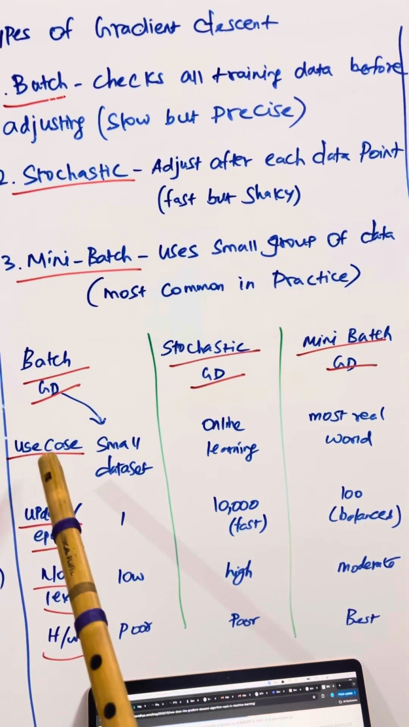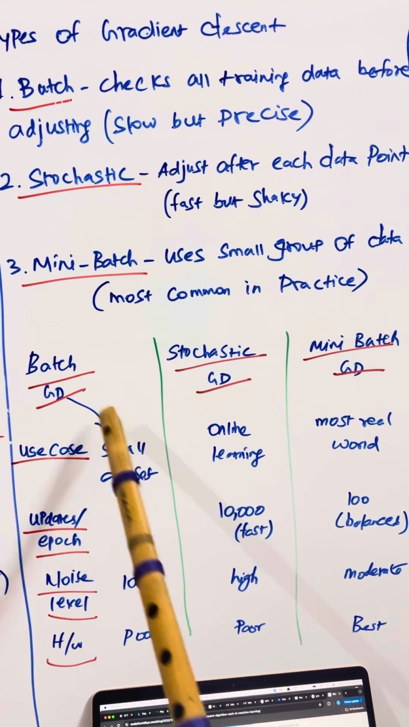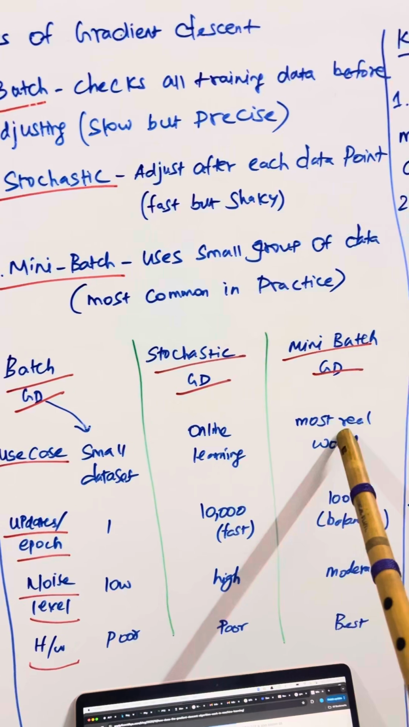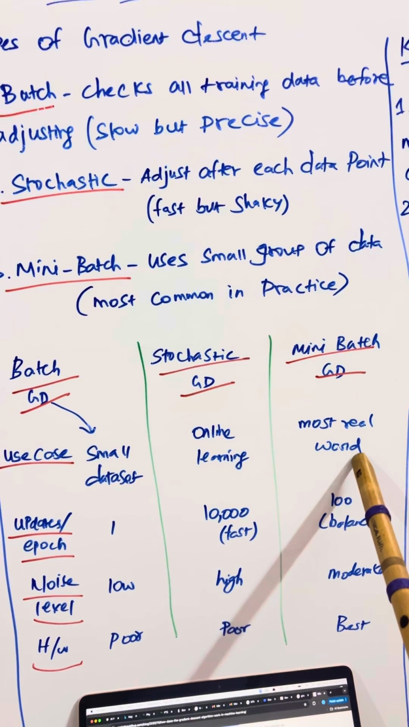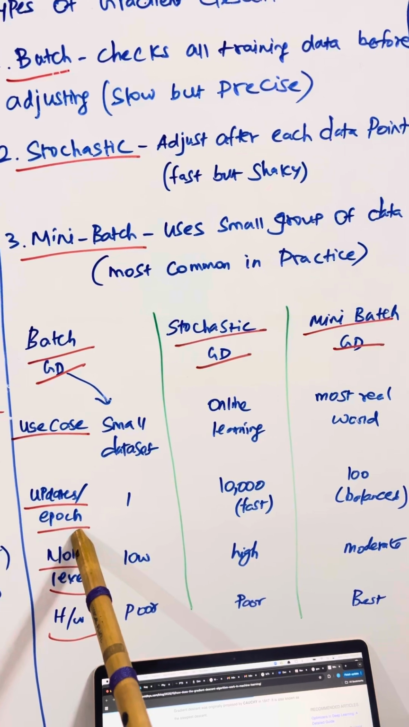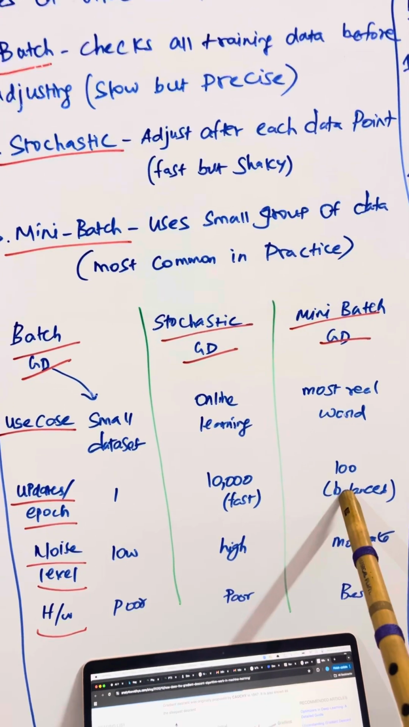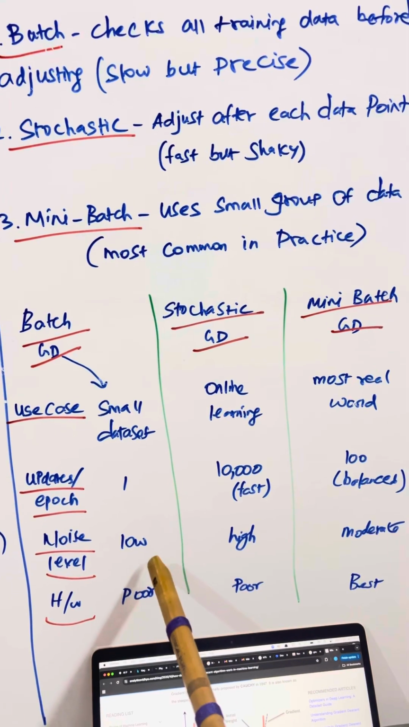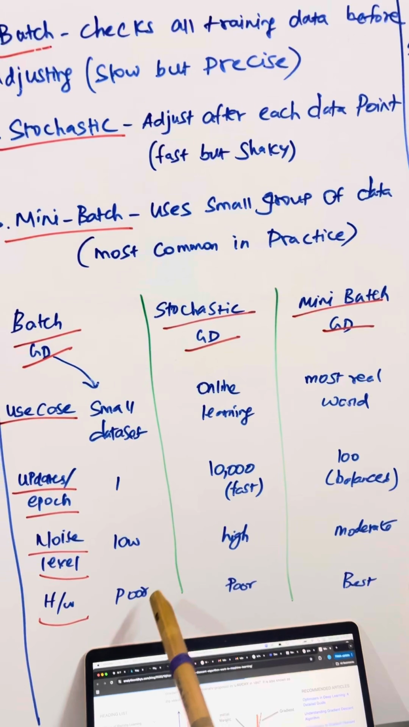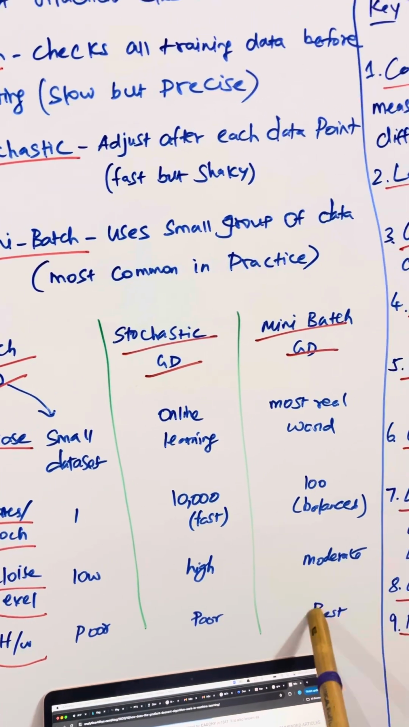From here we can see the use case. It's applicable for small data sets, the batch one. Stochastic is for online learning models. Mini batch is used for most real world problems. Updates per epoch, we will see the epoch later. It is 1 for batch, 10,000 fast for stochastic, and 100 balanced for mini batch. Noise level is low for batch, high for stochastic, and moderate for mini batch. Hardware, this is poor and this is also poor, but mini batch is the best one.